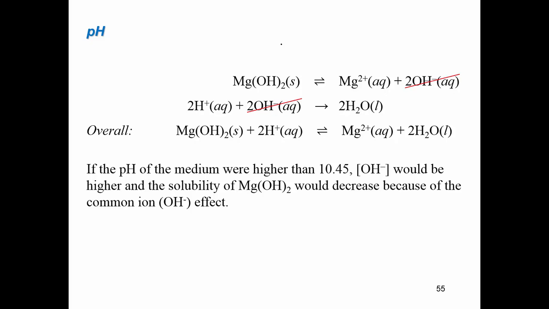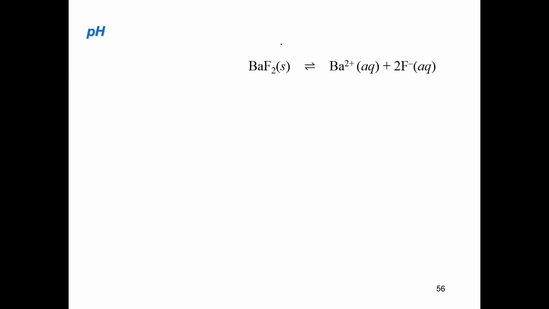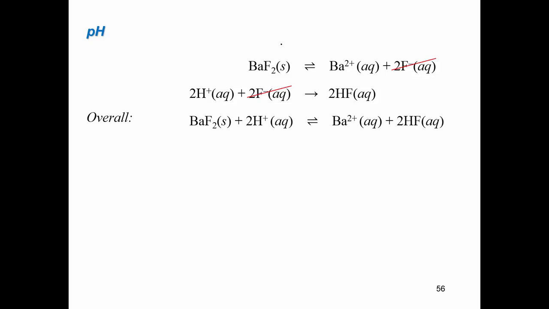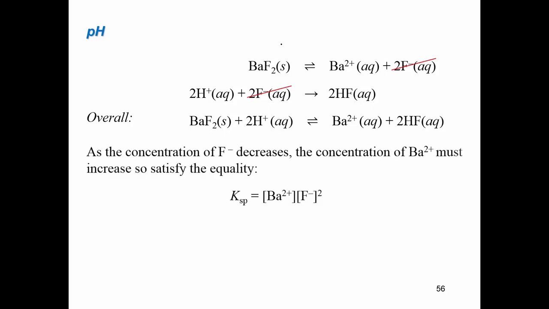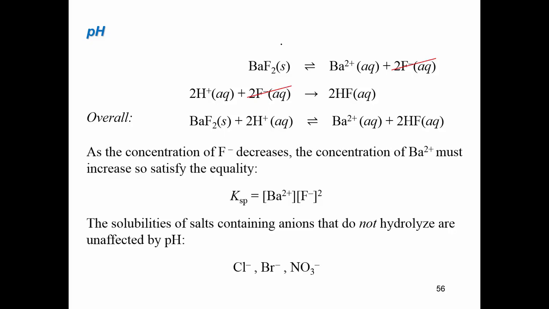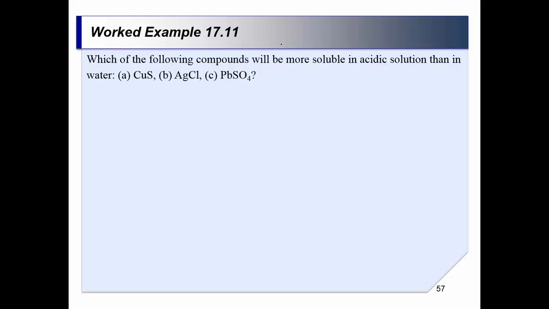So again, for example, barium fluoride. Here, if we add hydrofluoric acid, then we remove the fluorines from the net reaction. By adding the acid, we increase the concentration of the barium, but we decrease the fluorine. Now keep in mind that the solubilities of salts that contain anions that do not hydrolyze are not affected by pH. So which of these compounds will be more soluble in an acidic solution than in water?